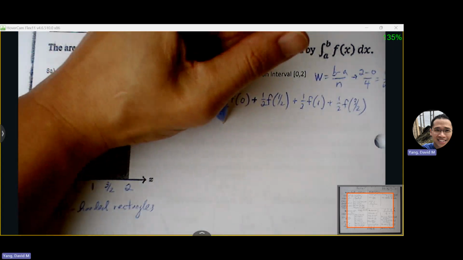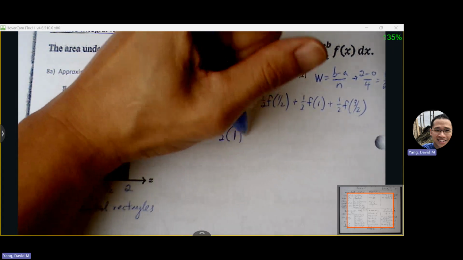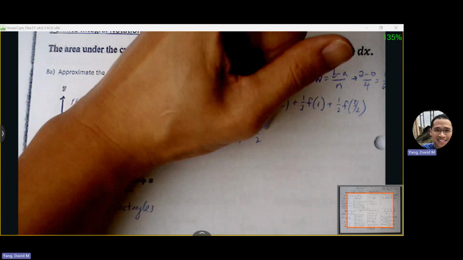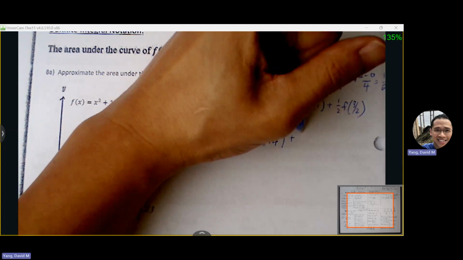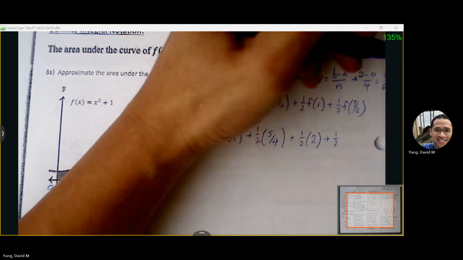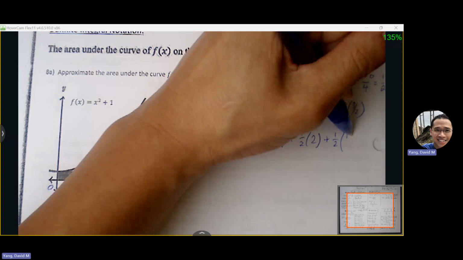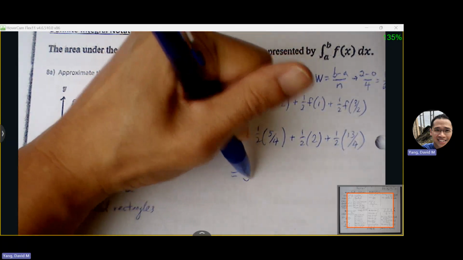So now I'll just find all these values for us. Plug in 0, we get 1. Plug in 1/2, we get 5/4. Plug in 1 into the function, we get 2. And then plug in 3/2, we get 13 over 4. Add all that up, our approximation is 3.75.